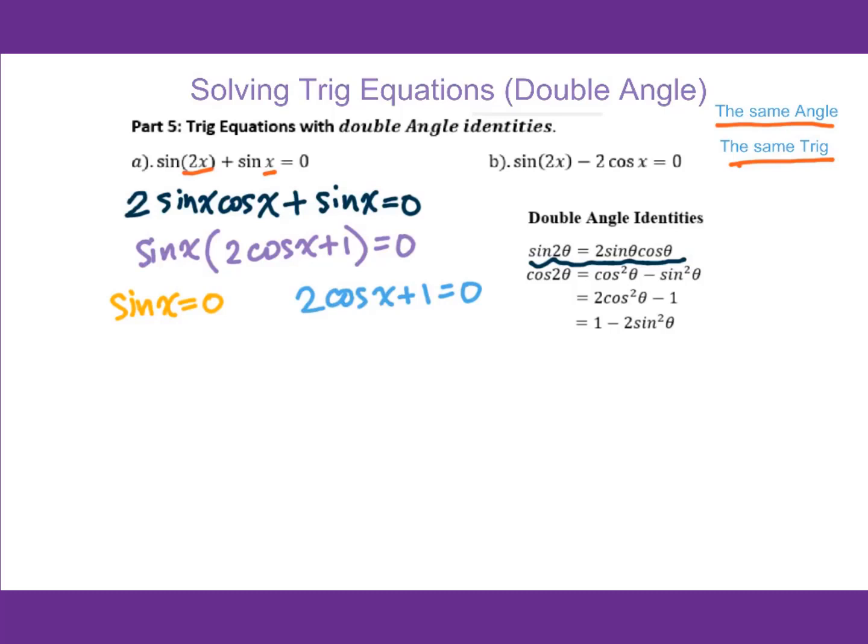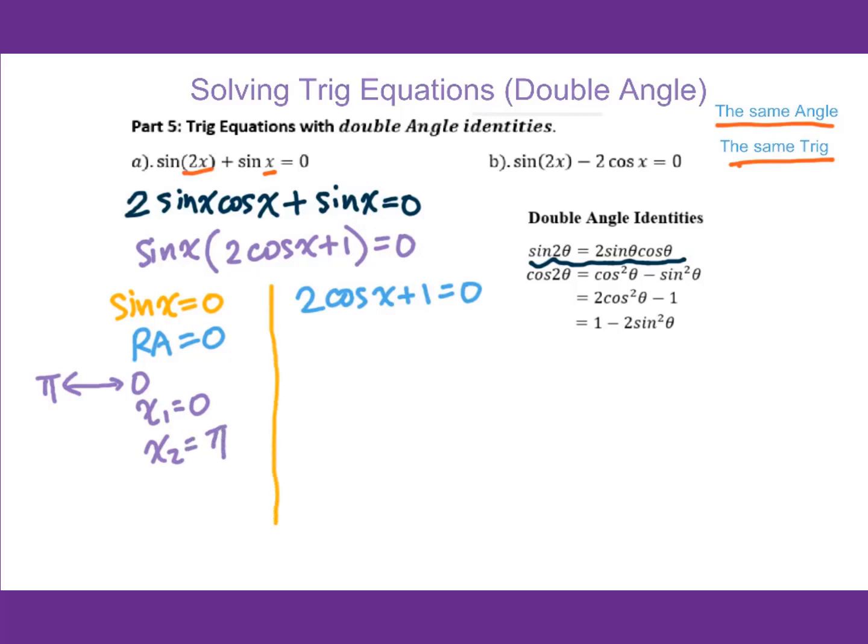For sine x equal to 0, the reference angle is 0. So we get 0 and pi as our solutions. x1 equals 0, x2 equals pi.